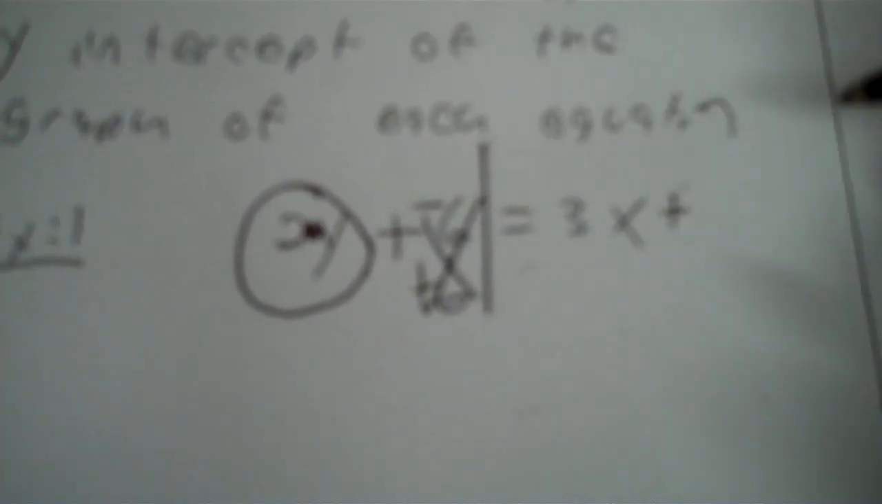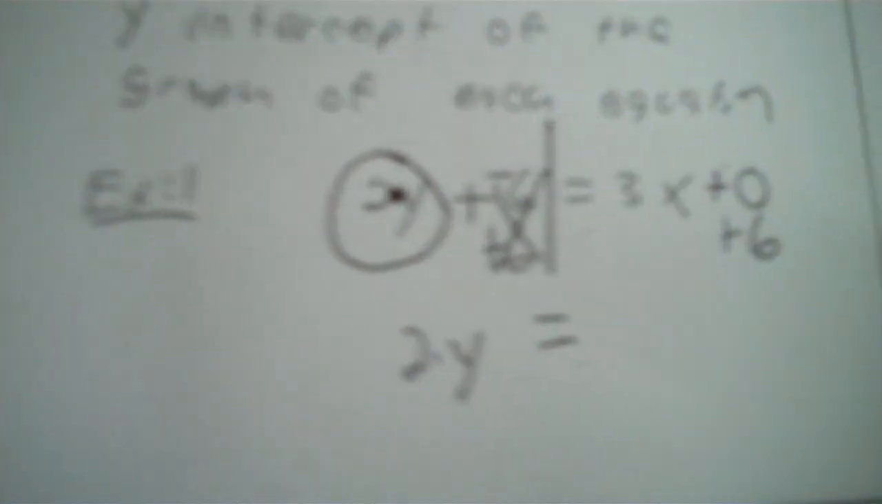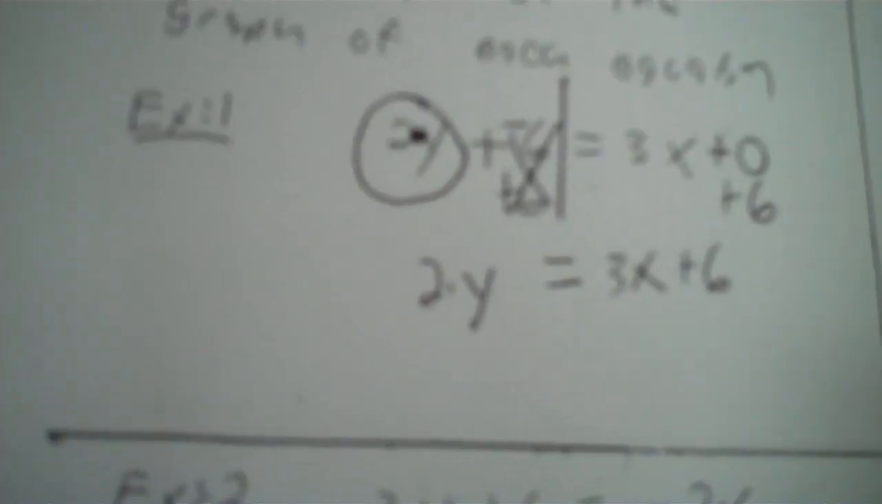Now, we have to get the y by itself. So we get rid of this negative 6 with plus 6, but it can't go with the 3 because 3 is multiplied by x. The 6 is not. So I create my own term here without an x, and it would be 0, and then plus 6. So we have 2 times y. Put your x first, always, and then 0 plus 6 makes 6. Now we divide all of this by 2.